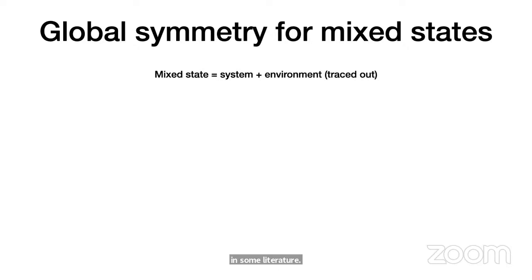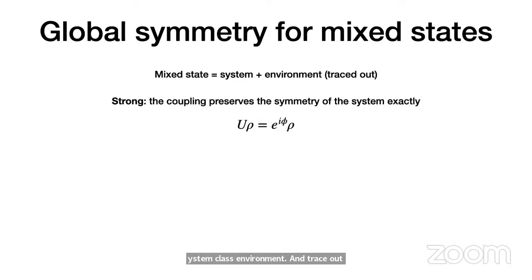So we should always remember the mixed state is your system plus environment, and tracing out the environment. Now, a strong symmetry means the coupling between the system and environment preserves the symmetry of the system exactly. So if you imagine you have U1 symmetry, say electrons and phonons, then obviously the coupling is going to preserve the U1 charge exactly, right? You cannot just get the electron out into a vast bath of phonons. So if that's the case, then we say the symmetry is strong.